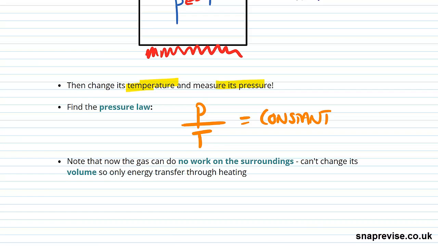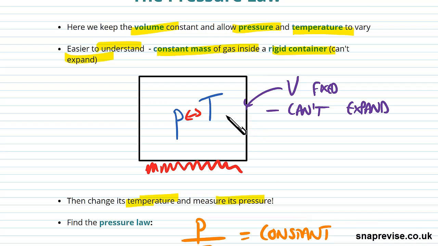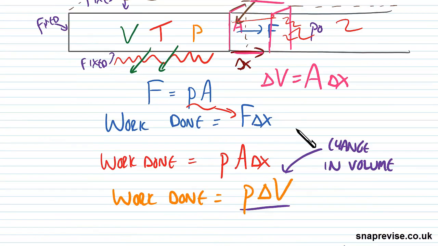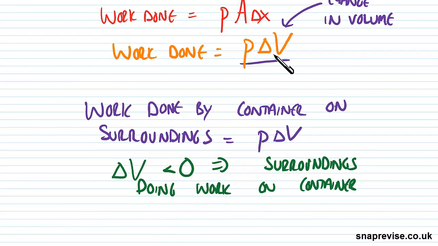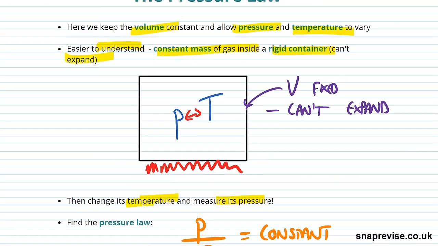So there's not much more to say about this one, except in this case, well, what is the work that can be done on the surroundings by this gas? Remember how we did it before here? We thought about how the work done was actually P times your change in volume. And so we see here that there can't be any work done on the surroundings because you can't expand V. So delta V is always 0.